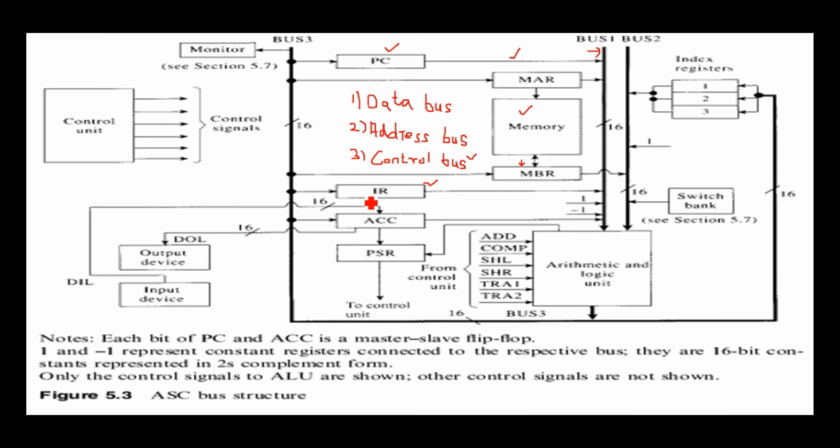So in instruction fetch process, PC will have the address of the instruction. This address will be transferred to MAR. Then a memory read operation will be performed. The instruction will be transferred to MBR, and MBR will transfer the instruction to IR. That is the instruction fetch process.